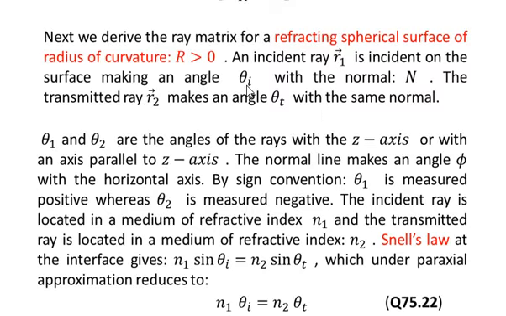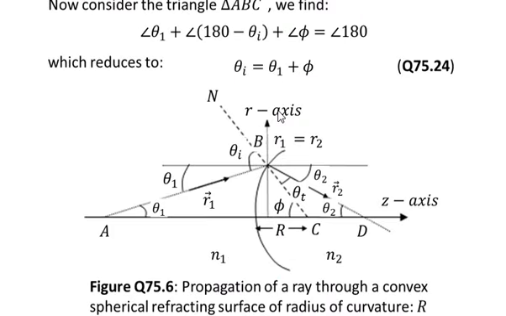So theta I is the input angle that the ray R1 makes with the normal to the surface at point B, and theta t is the angle that the transmitted ray makes with the normal. Notice the position of theta I. Theta I is the angle that the incident ray R1 makes with the normal, and theta t is the transmitted angle, the angle that the outgoing ray R2 makes with the normal to the surface.